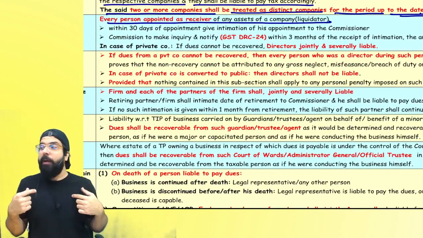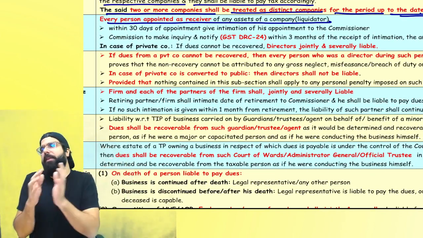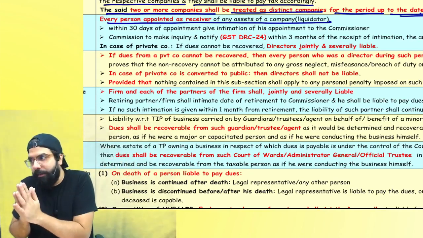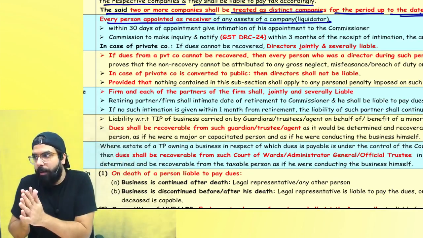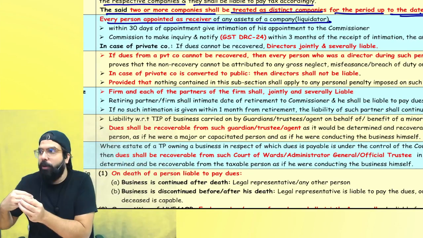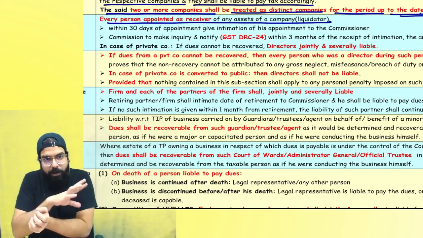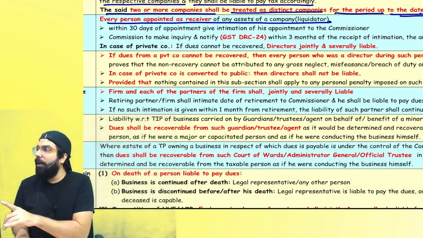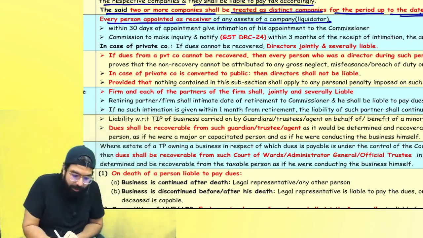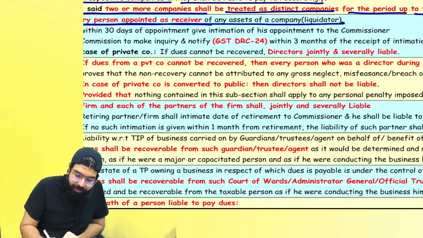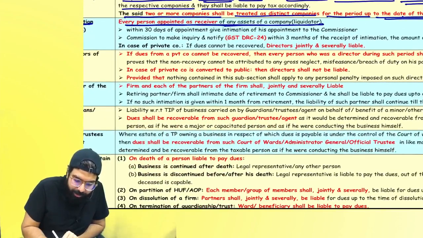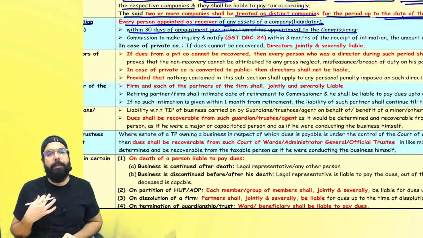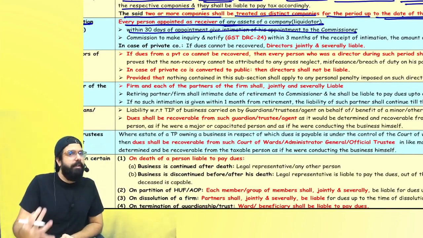The liquidator will be liable. So the liquidator has to inform the commissioner that, sir, I am appointed. Within 30 days of appointment, he has to go to the commissioner and tell, sir, I am appointed as the liquidator of the company. If you have any dues, you let me know. If you let me know, I will liquidate the company. Whatever money will come, I will give it to you. Are you guys clear? So whenever there is a liquidation, every person appointed as a receiver of an asset, basically the liquidator, within 30 days will intimate the commissioner that, sir, I am being appointed as the liquidator. You let me know whatever is the due.